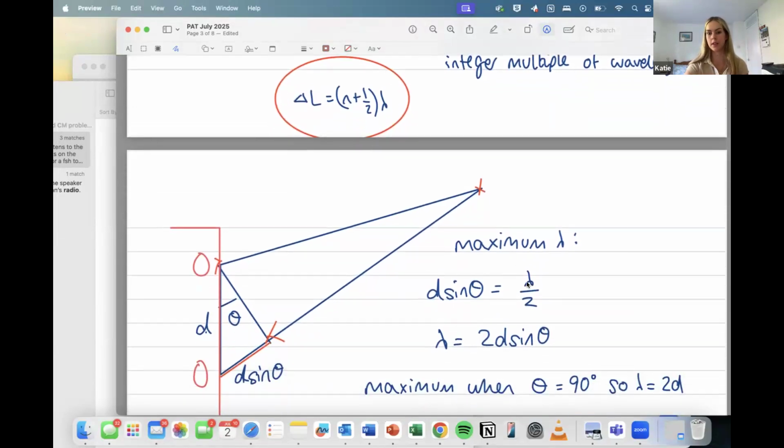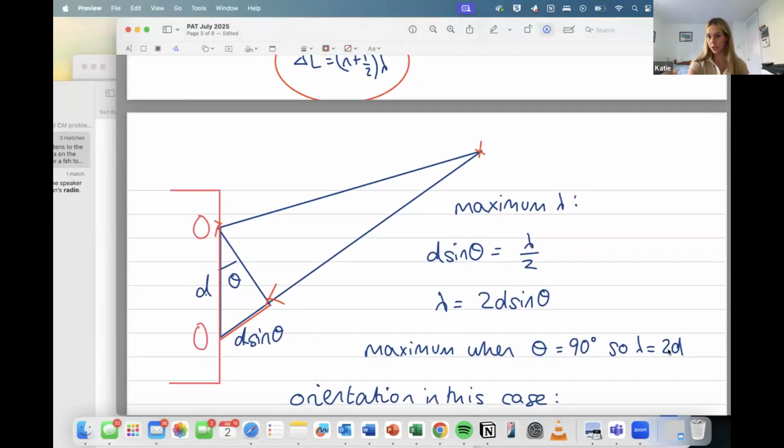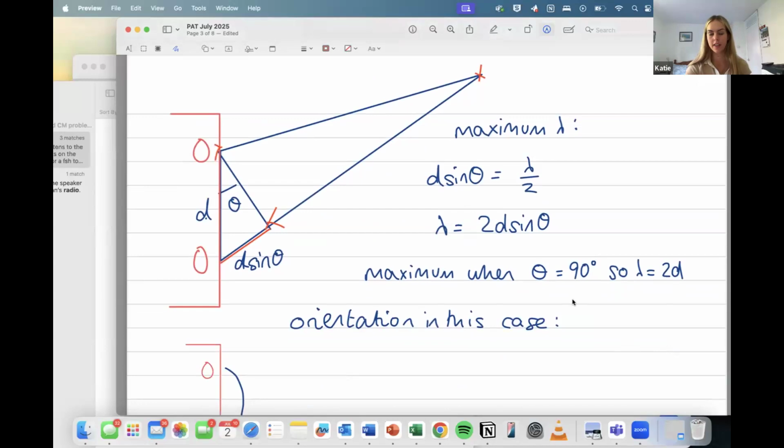So I just say that n is 0, and so d sine theta, which is my path difference, delta L, is lambda over 2. Rearranging that, you get that lambda is 2d sine theta. And the maximum possible value that this could be is when theta is 90 degrees. So that's when lambda is equal to 2d. And the orientation in this case is when it's completely perpendicular.